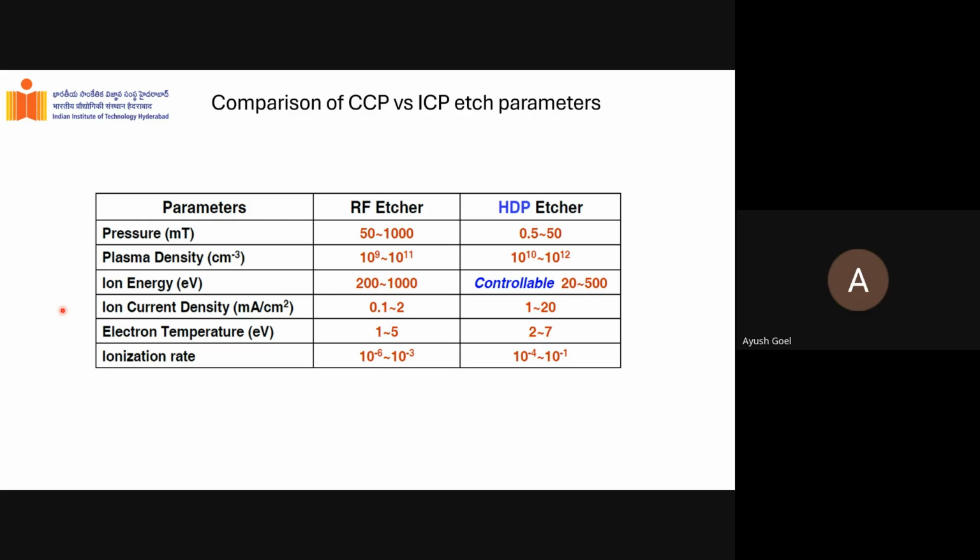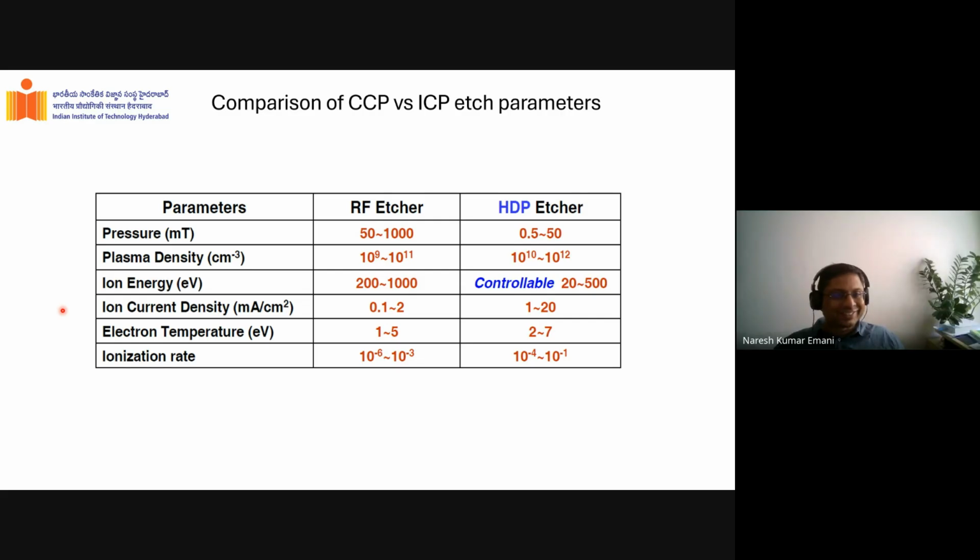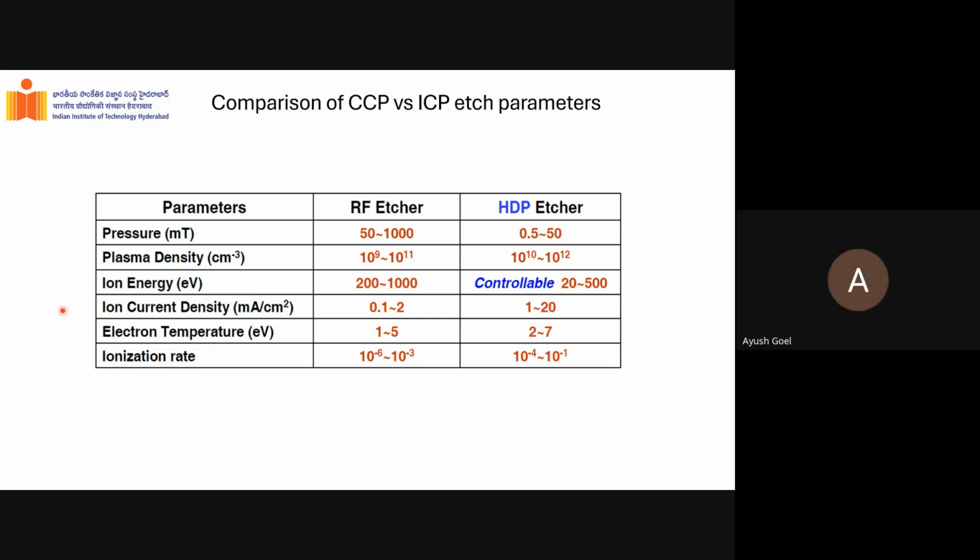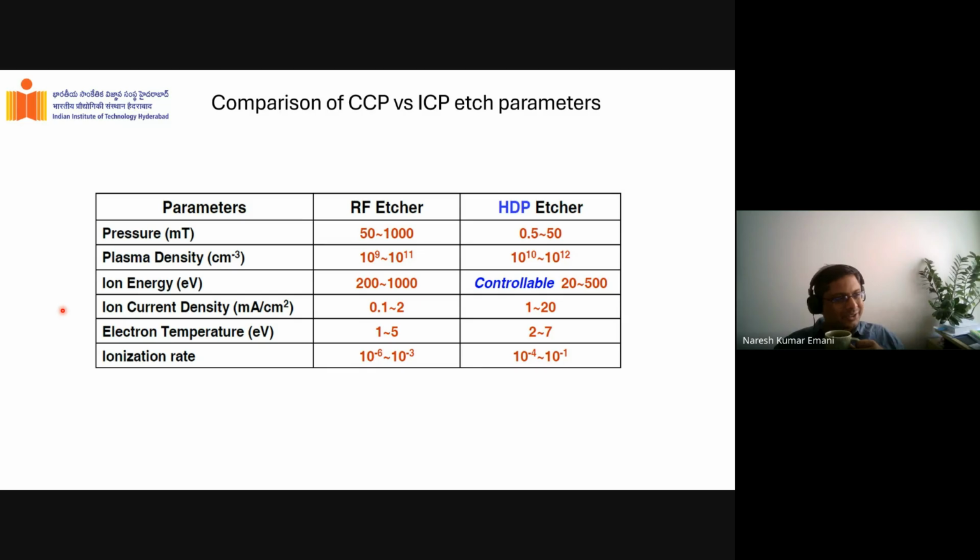Sir, why is the ionization rate decreasing? Where is this? Is the ionization rate lesser or more? Yes, it is more. Shouldn't it be more, Ayush? It's more, right? Density is more. That's what we like. Low losses in power, less losses in power.